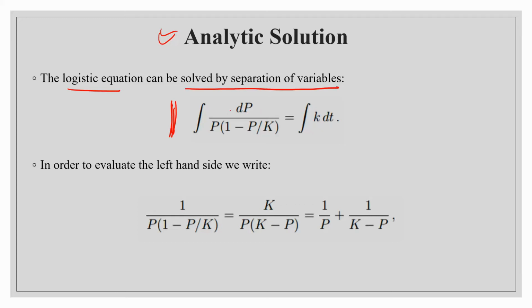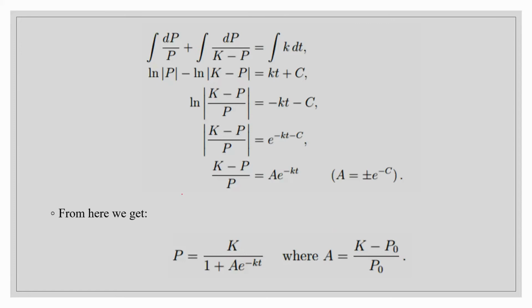So here we can take all the p variables over here, and the t variables will be kept on the right hand side. And then in order to evaluate the integral of the left hand side, we need to break it up into partial fractions. So you can see that I can write this by breaking it up into parts like this. Now we will put the integral over here, and then we can do simple integration, and you will finally see that you will get the solution as this. And here capital A is given by this.